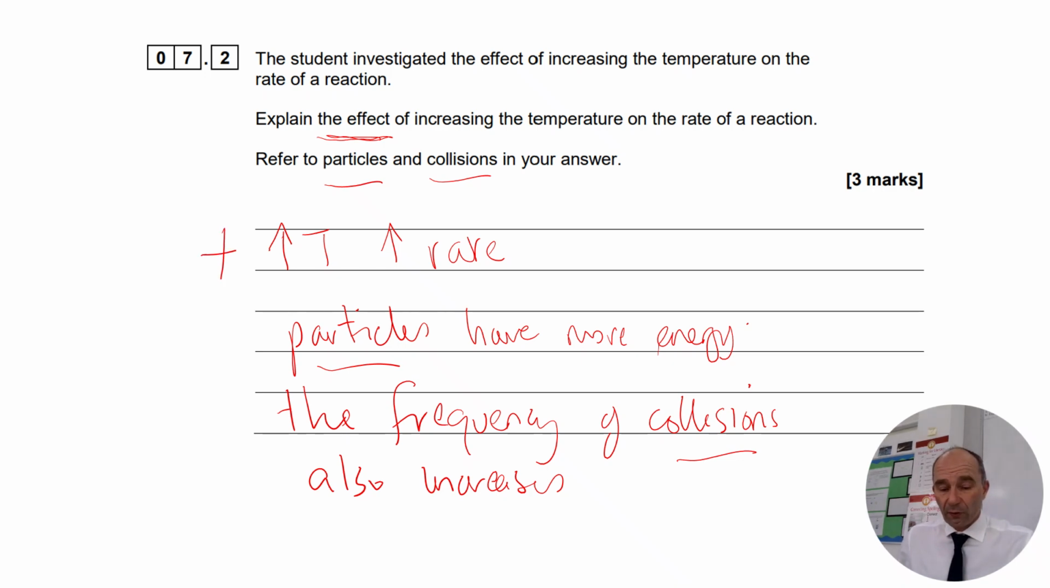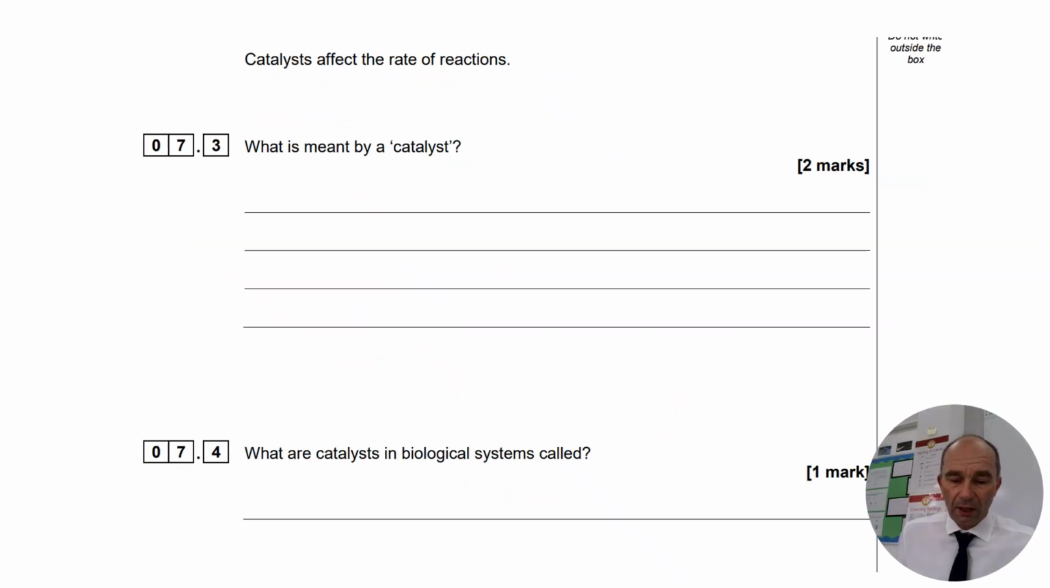Don't forget the obvious one. Say what happens to the rate of reaction as a result of increasing the temperature. Then say why. Particles have got more energy, they've got a greater store of kinetic energy, they are moving more. So they're more likely to crash into each other, collide with each other. The frequency with which they do that increases. 3 marks.